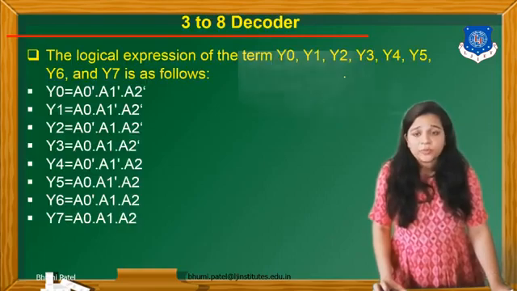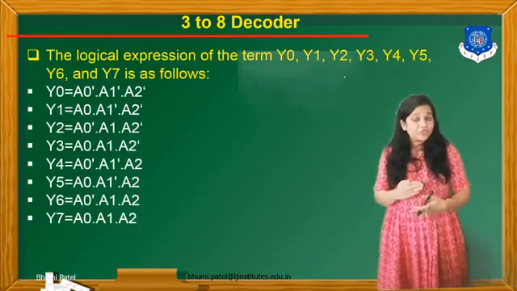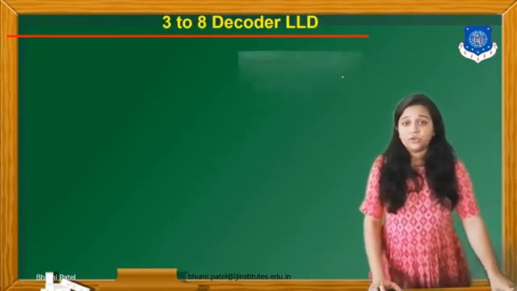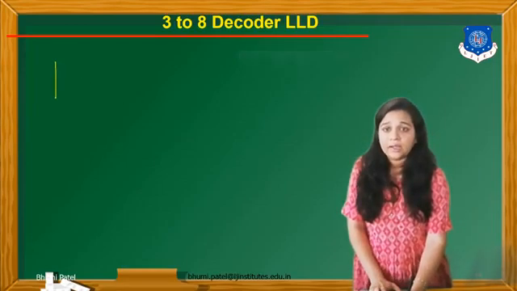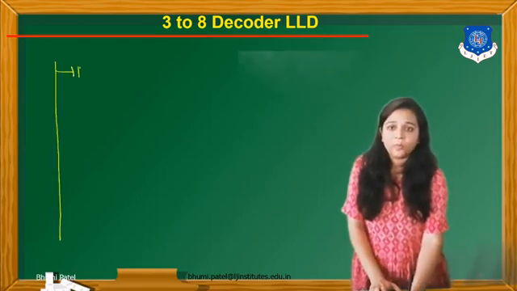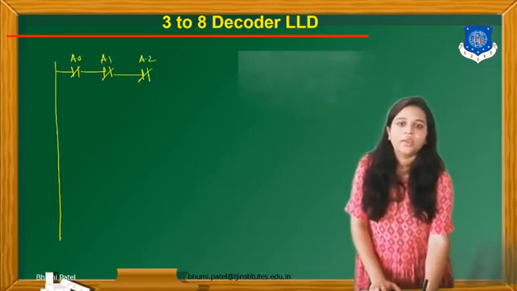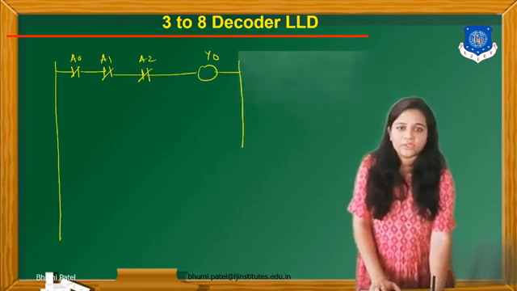Now the next target is to draw the ladder logic diagram. So how many outputs are there? Here 8 outputs. So how many rungs are executed? 8 rungs. The first one is Y0. What is the condition for Y0? We can draw it in the ladder diagram. If all the inputs are low, that means A0, A1 and A2, we can get the output Y0. So this is my first output.